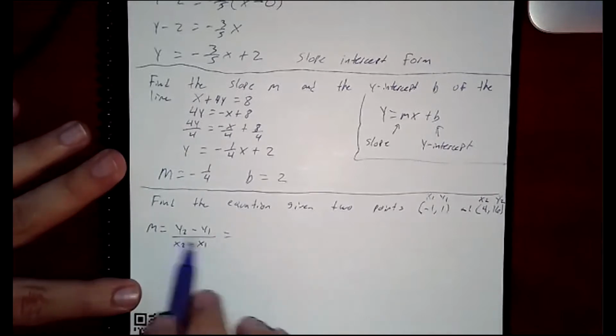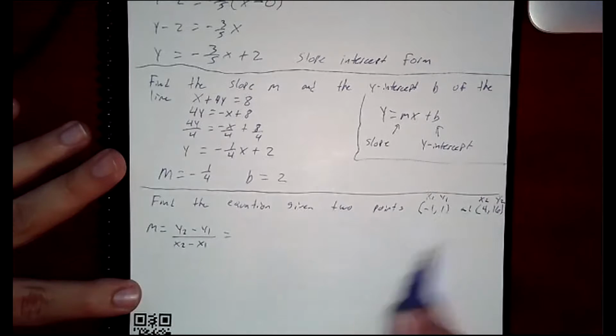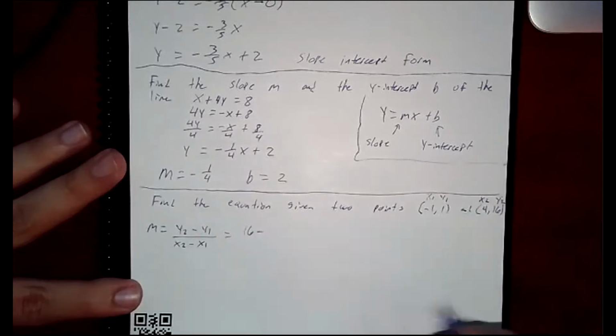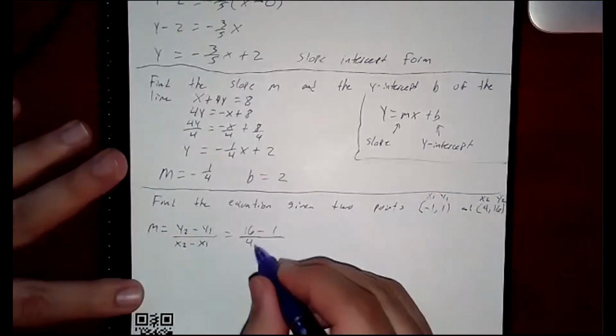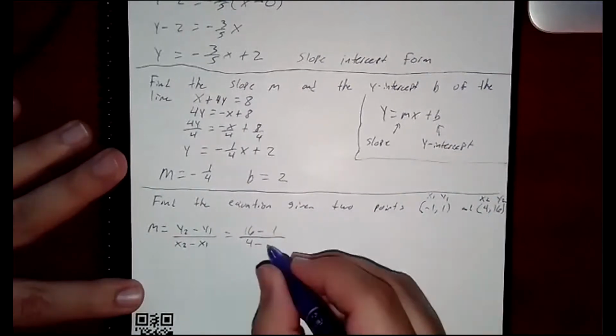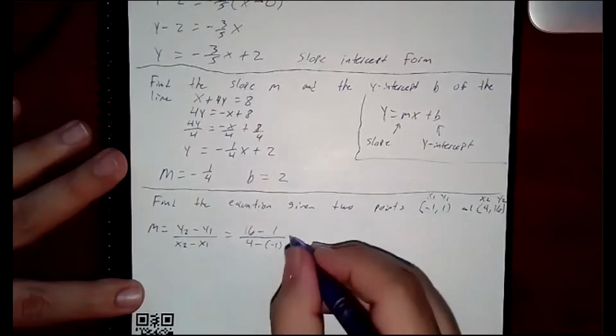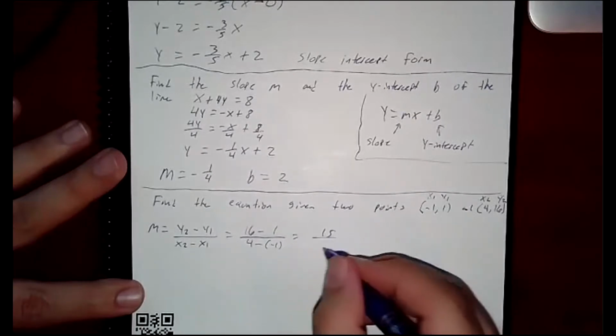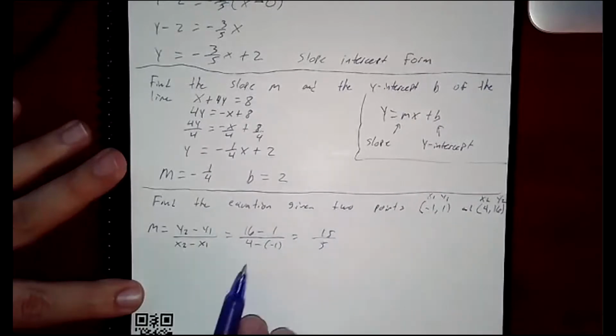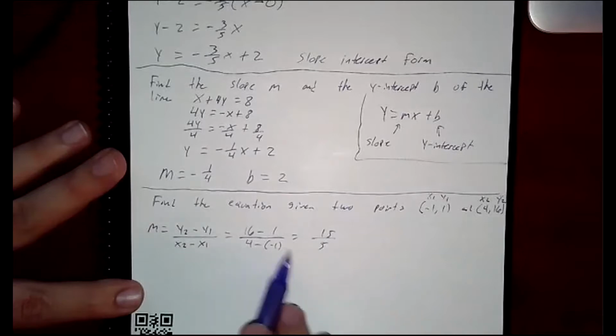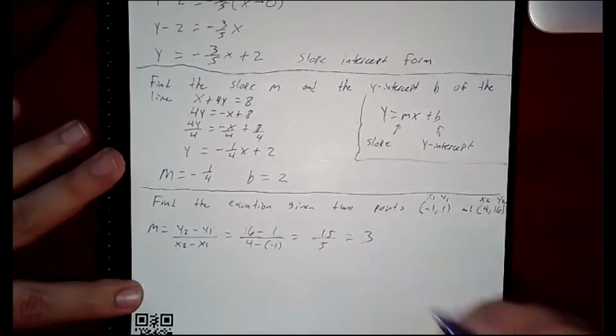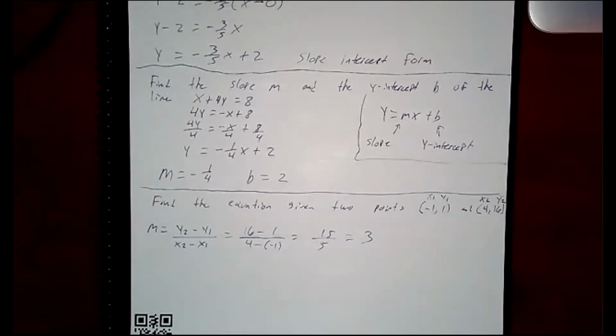So then just use the formula here. y2 minus y1. So that would be 16 minus 1, over x2 minus x1. So that'll be 15 over 5. Negative, negative, 4 plus 1. 16 minus 1 is 15. The slope is 3.